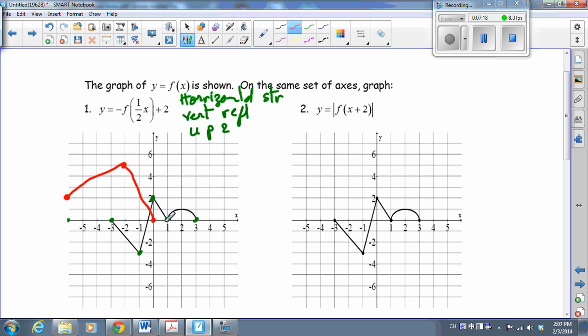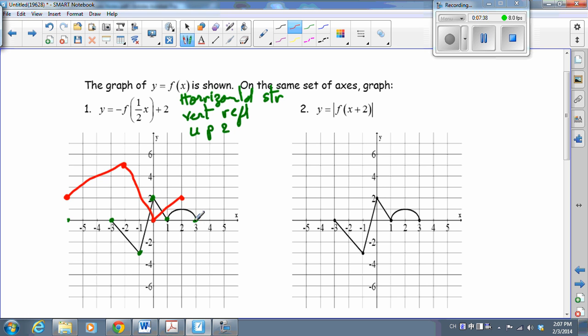f of 1 is 0. To get 1 here, I need to plug in 2. And if I plug in 2 here, I'm right here. And f of 1 will therefore be 0, so I will rise up to 2, meaning here. And from here, I will just graph a straight line.